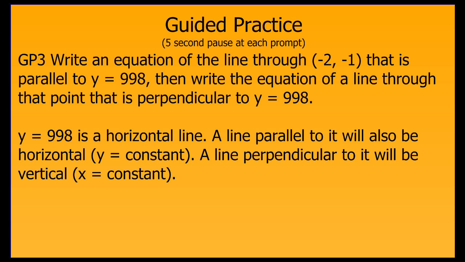We know that any line parallel to a horizontal line is also going to be horizontal, which means it's going to have an equation of y equal some constant. And we should know that any line perpendicular to a horizontal line is going to be vertical, and therefore we'll have an equation of x equals some constant. Now what?